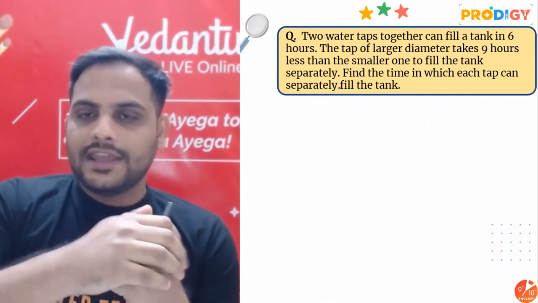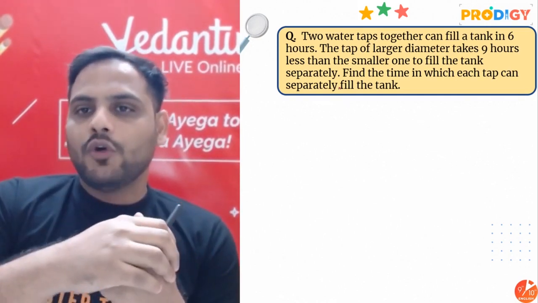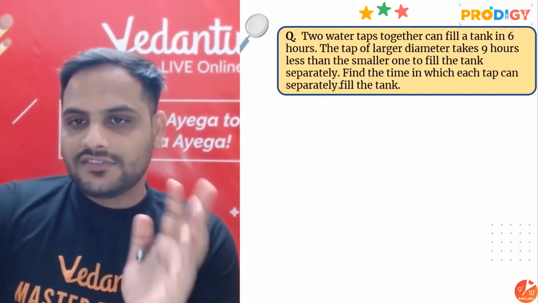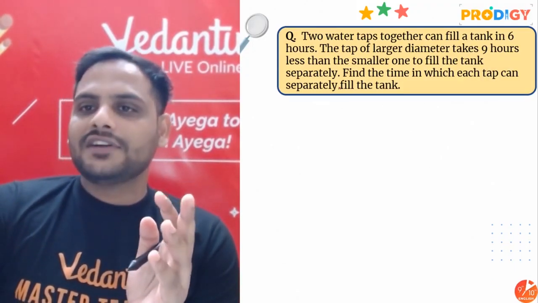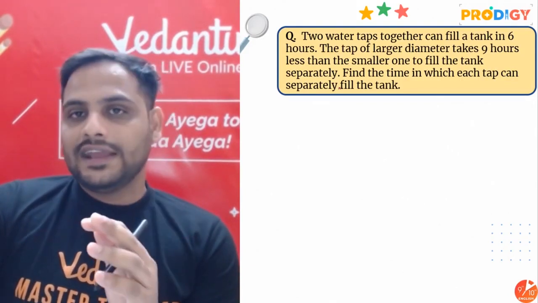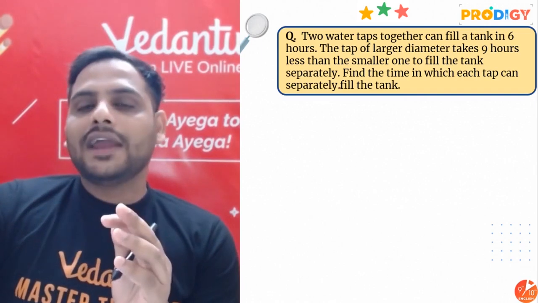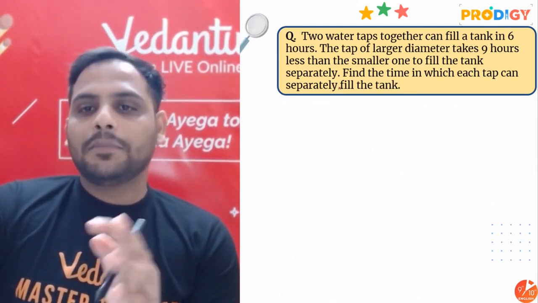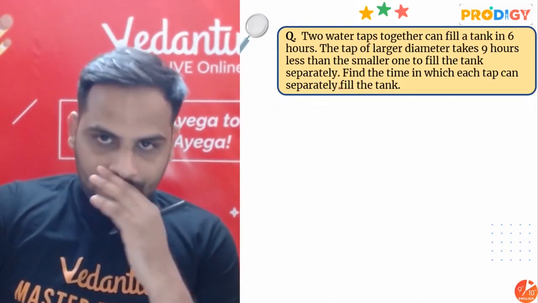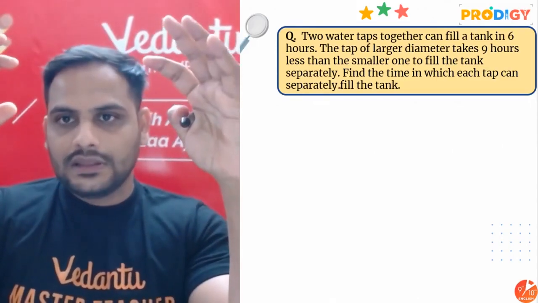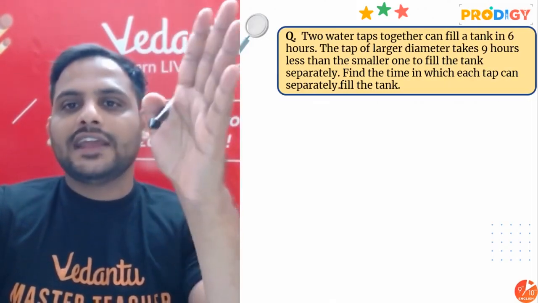All right, ठीक है. अब देखो this question. Two water taps together can fill a tank in 6 hours. The tap of larger diameter takes 9 hours less than the smaller one to fill the tank separately. Find the time in which each tap can separately fill the tank. ठीक है. तो what this question says कि there are two taps which together fills a tank in 6 hours.